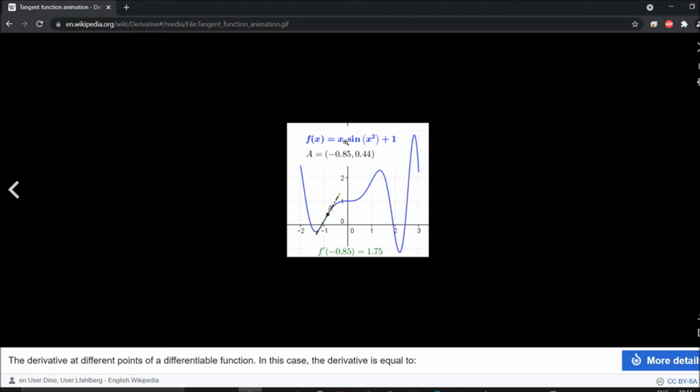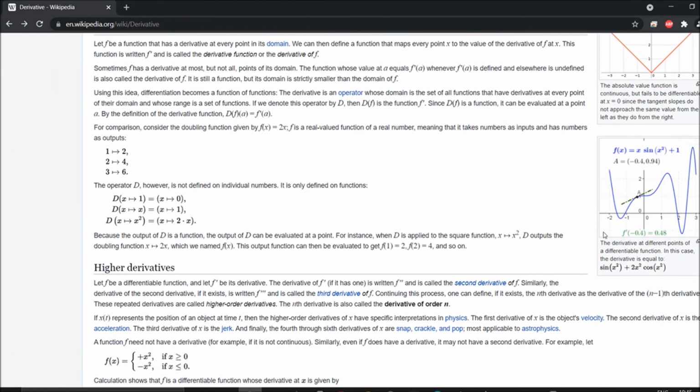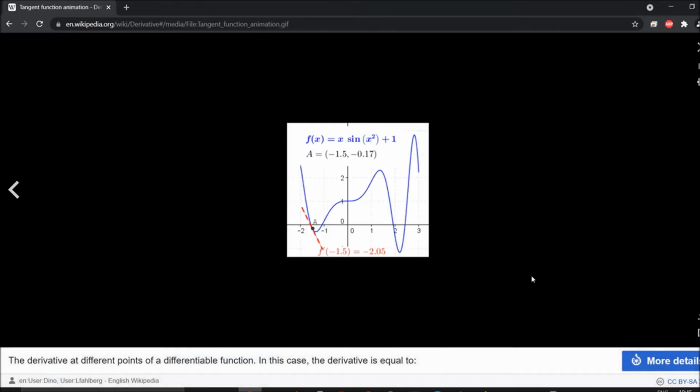If I talk about sine of x square plus 1, the 1 will be 0. Now for the derivative rule, we need to consider the product rule, and the chain rule is also there. If I take x as a constant, I will say x, then cos of x square into 2x. Then we go further, plus 1 into sine of x square. That's how the differentiation follows.